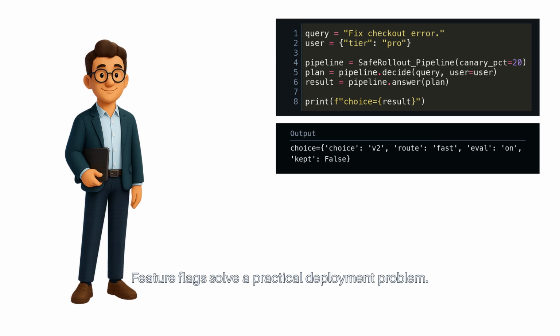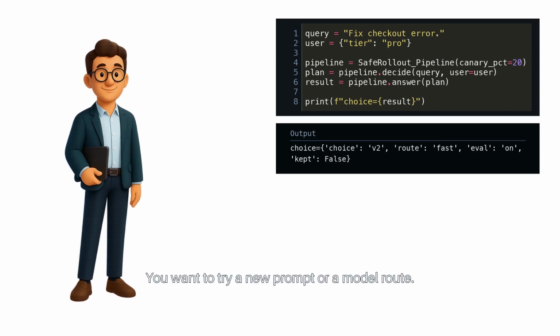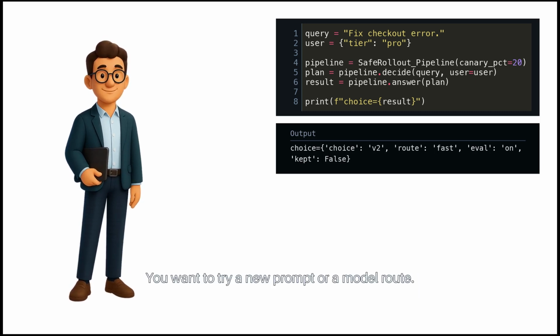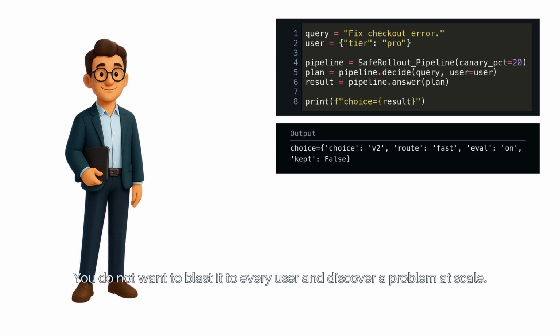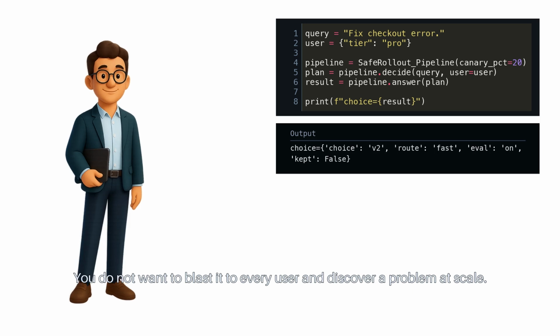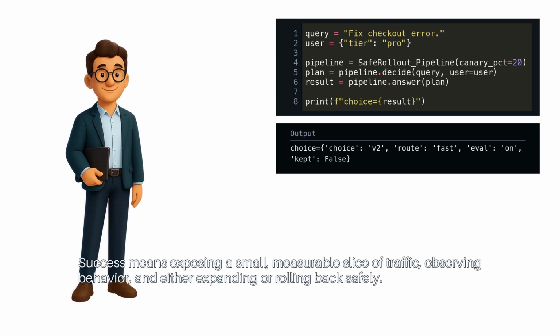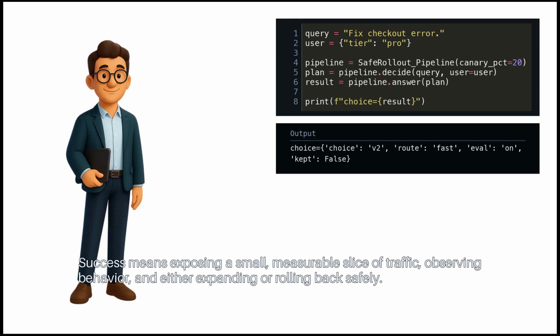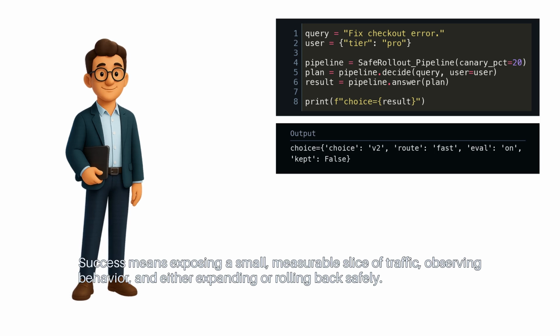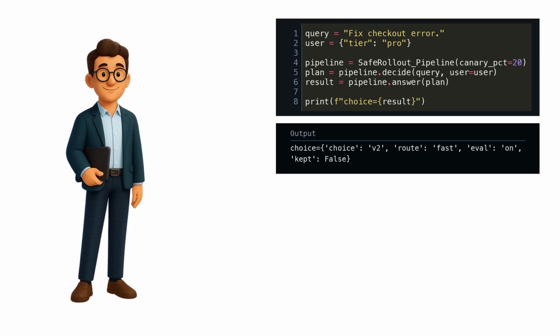Feature flags solve a practical deployment problem. You want to try a new prompt or a model route. You do not want to blast it to every user and discover a problem at scale. Success means exposing a small, measurable slice of traffic, observing behavior, and either expanding or rolling back safely.